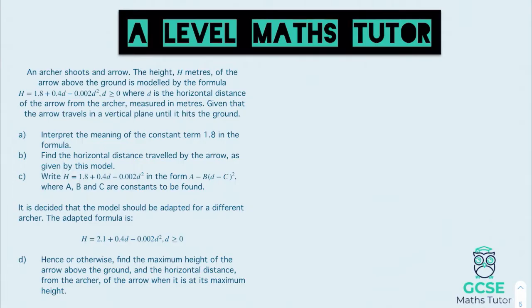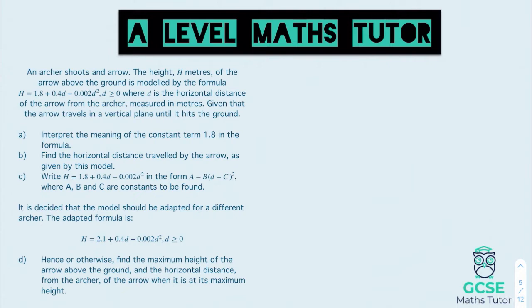And if you've obviously already read this, you'll already have seen in part C, it asks you to write it into completed square form. So we had a pretty nasty coefficient of d squared to take out there. Although we are doing it all on a calculator, so it actually isn't too bad. So let's have a look at actually answering this. So it says in part A, interpret the meaning of the constant term 1.8 in the formula.